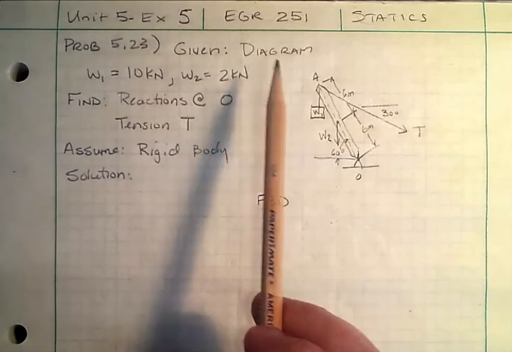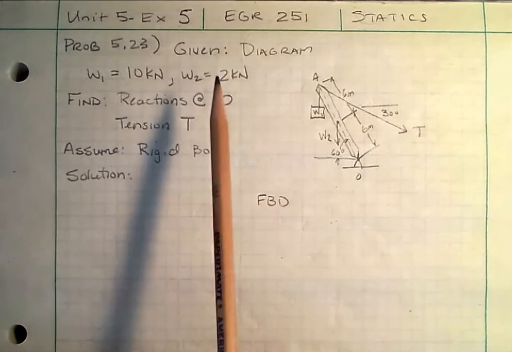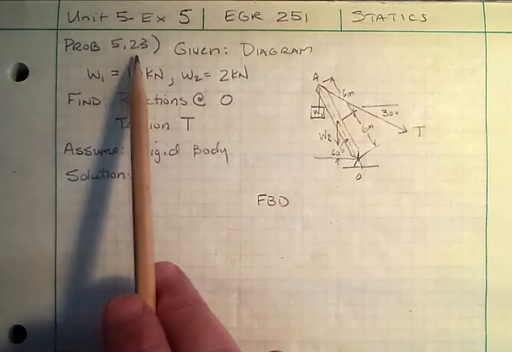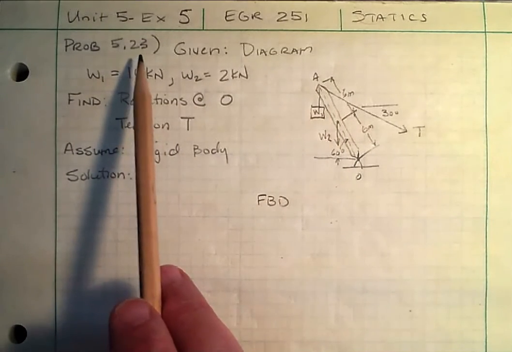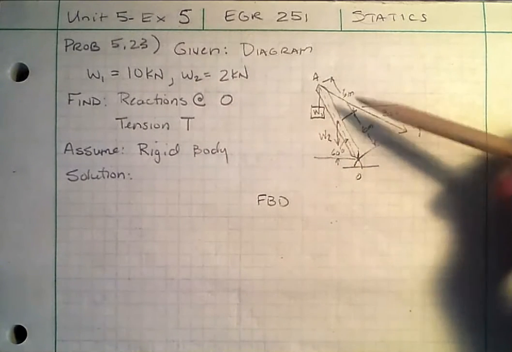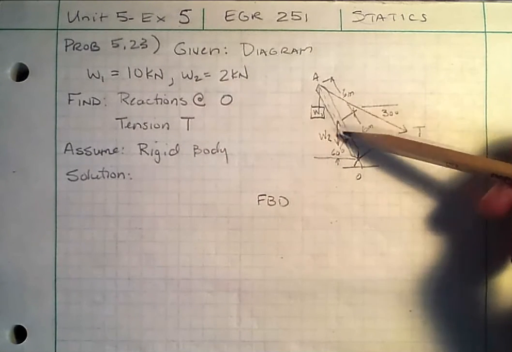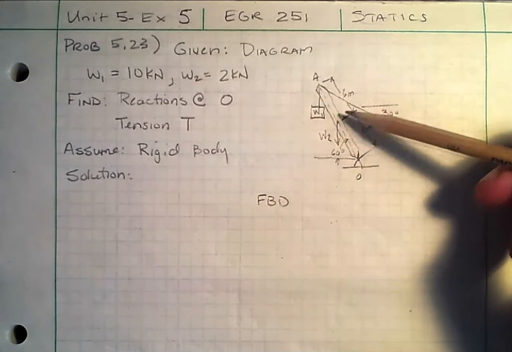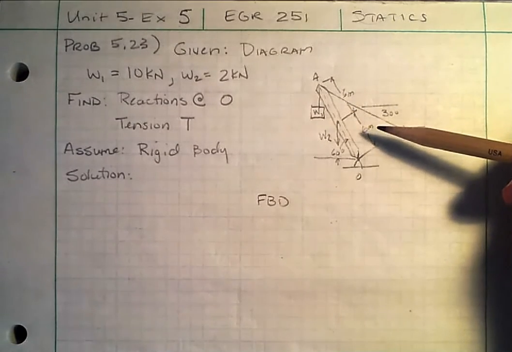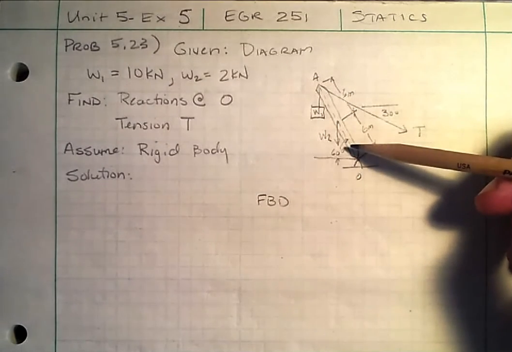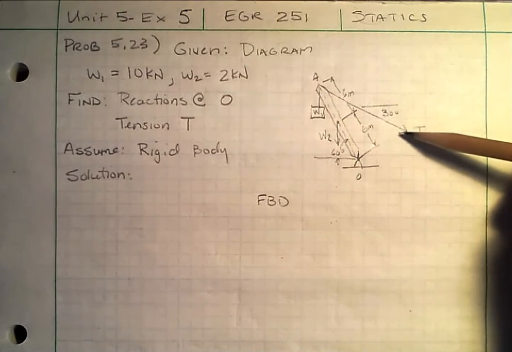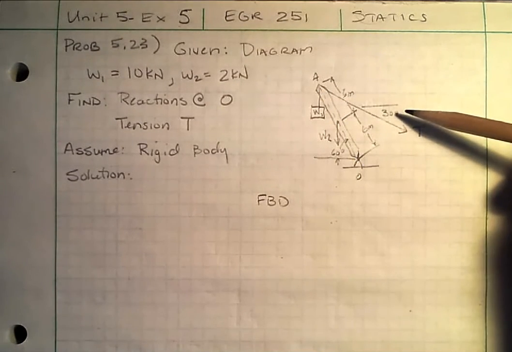Okay, again, it's our fifth example in Unit 5 on rigid body equilibrium for EGR 251. If we take a look at the problem, we're doing 5.23, given the diagram. Here it is shown. We have this boom. It has a weight hanging from the end of it. It has its own weight right here in the middle, 6 meters up or 6 meters down, depending on how you look at it. It's at an angle of 60 degrees, and the entire structure is being held up by a tension cable, which is at 30 degrees.